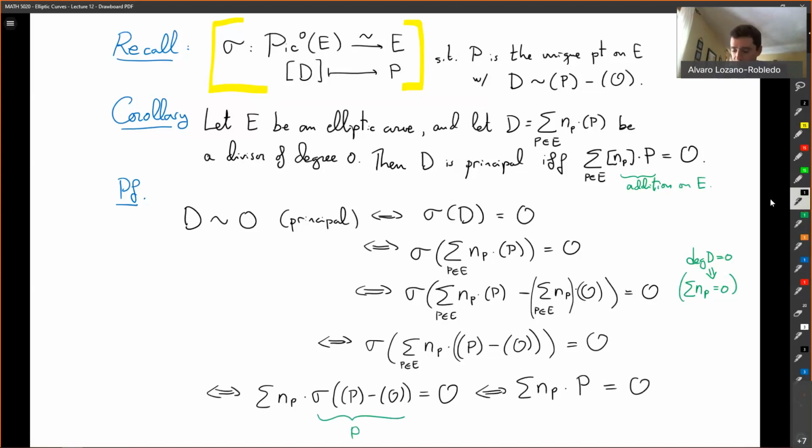Okay, now in the very last line, this addition is actually happening on the elliptic curve. So I'm going to write it like multiplying by n_P, the multiplication by n_P map, or the multiplication by n_P endomorphism. So I can write it like this just to make clear that this is addition on E. So I'm done with my proof that D is principal if and only if the sum of the points is O. Okay, great. So that gives me a criterion to know when a divisor is the actual divisor of a function. A divisor of degree 0 is a divisor of a function. So now I can use that to construct the Weil pairing.